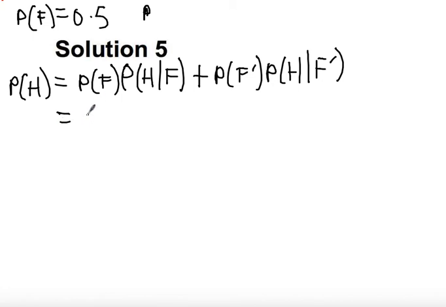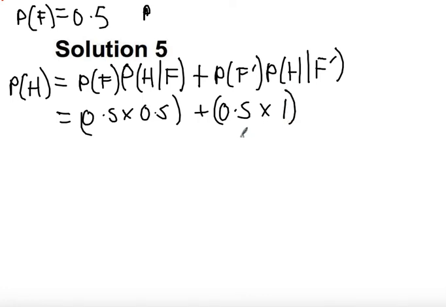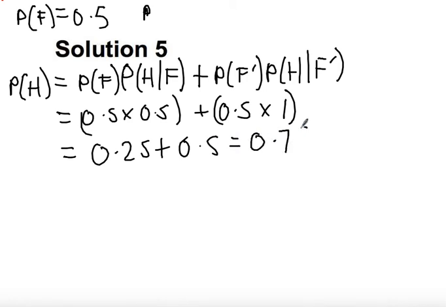So probability of the fair coin was 0.5. Probability of a head given the fair coin is also 0.5. Plus probability of not getting a fair coin is 0.5 times the probability of getting a head because it's not a fair coin. Well, we know it's double-headed, so it's a probability of 1. So what we get is 0.25 plus 0.5 is equal to 0.75.